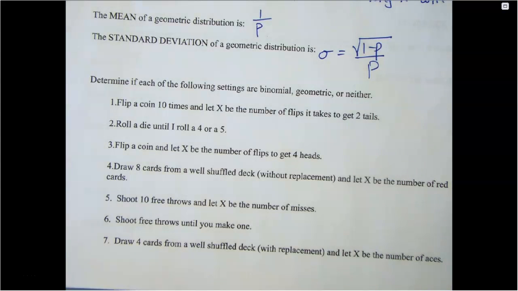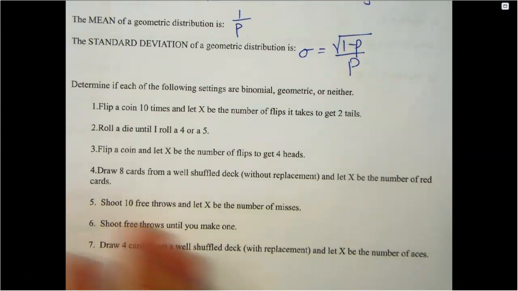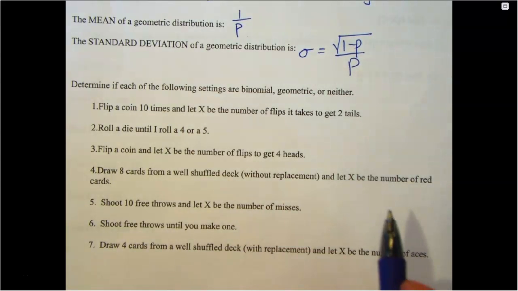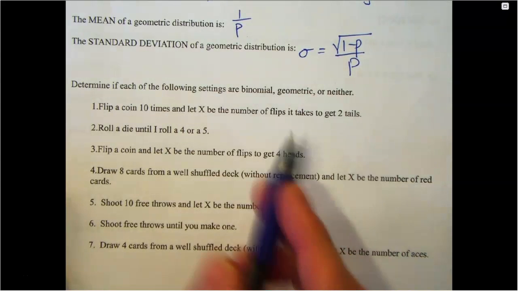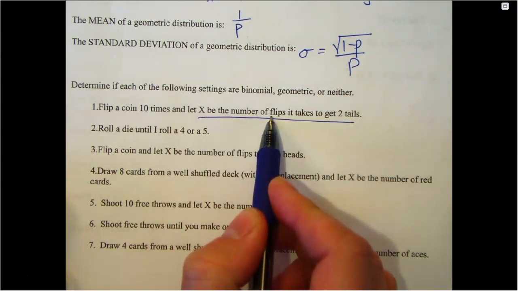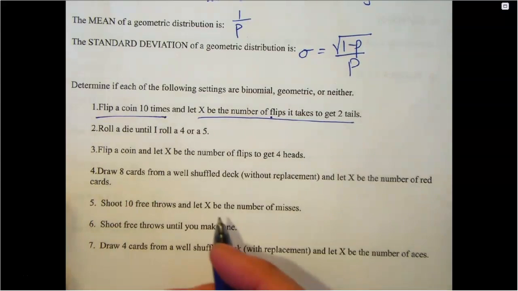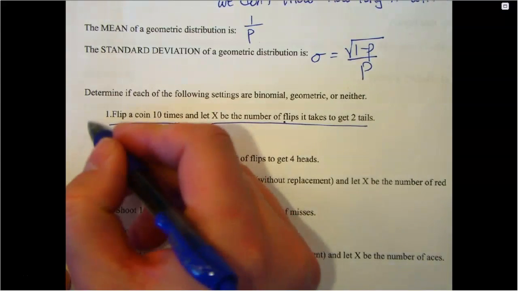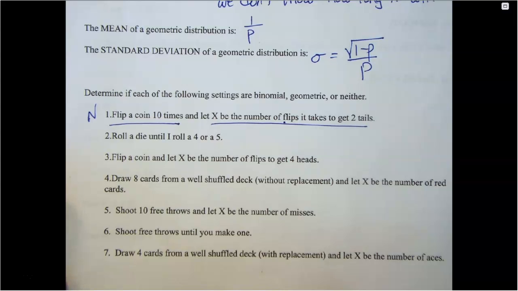Number 1 is kind of illogical. We also told you we're gonna flip it 10 times, so that's neither, because it's contradicting itself. Does that make sense, why it's neither? It's like saying two different things.